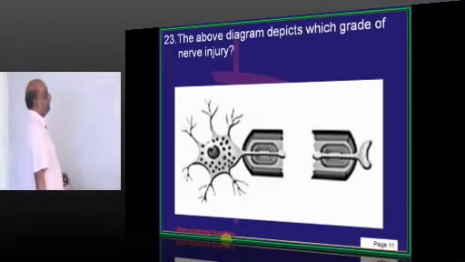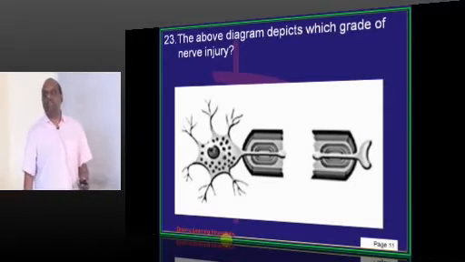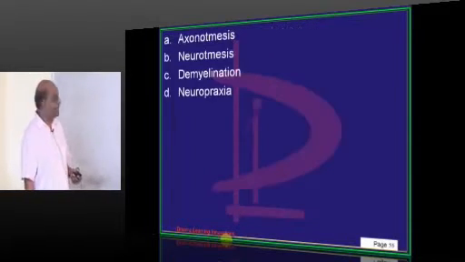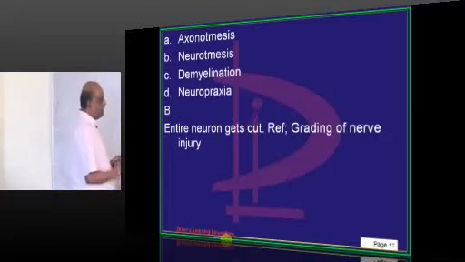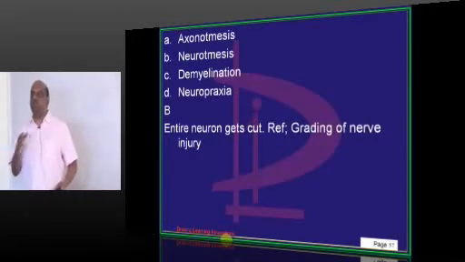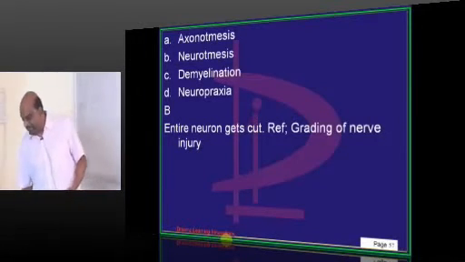What type of nerve injury is this? Basically one of the favorite questions in the NEET PG. The entire neuron got cut, that's the reason it is a neurotmesis. That is what you have to remember.